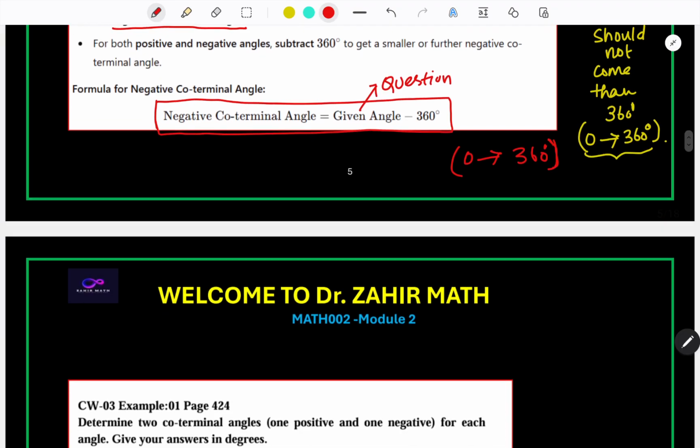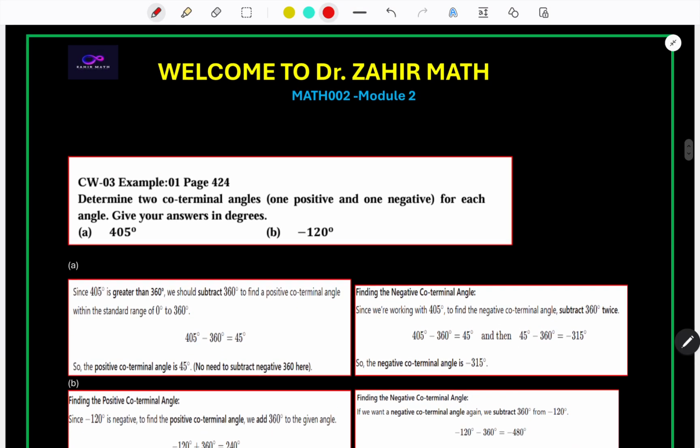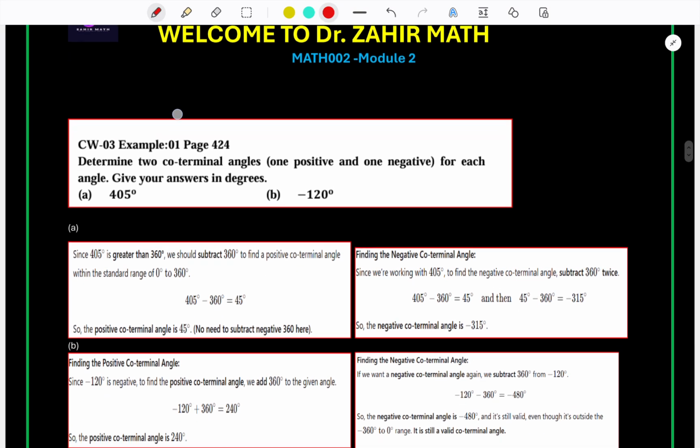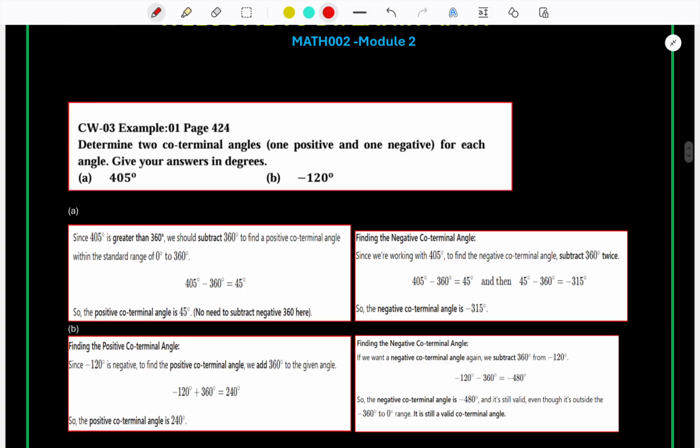Let's go to the first question. I gave you the solution. Instead of writing, I'm going to explain. The solution is already there. This is question A and this is question B. So let me take another color. This is the positive coterminal angle for question A, and this is the negative coterminal angle for question B.